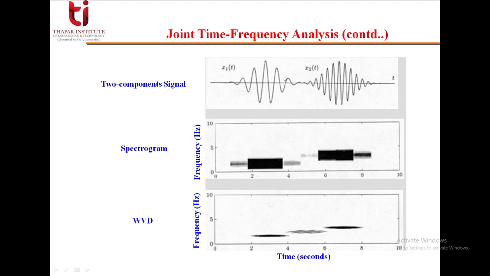Also, we can see this difference in a two-component signal. One is x1(t), another is x2(t). You can see here in the spectrogram, it is showing a little bit of these frequencies with respect to some time. But if you see the Wigner-Ville distribution, there is a gap which shows the difference between the two different signals.